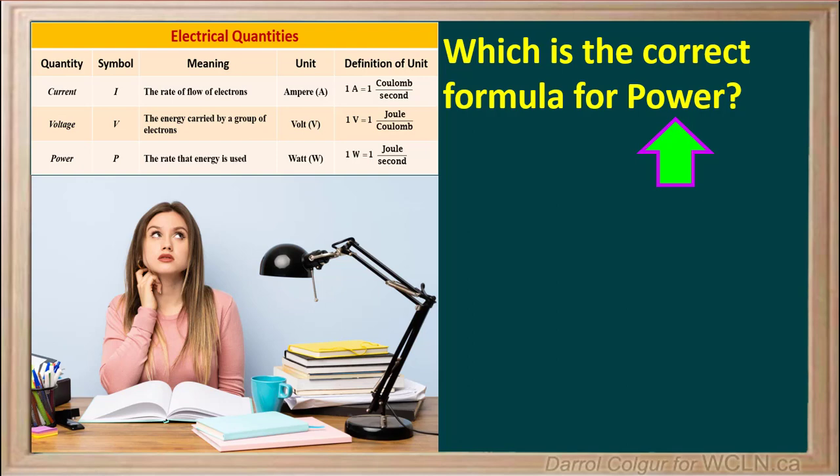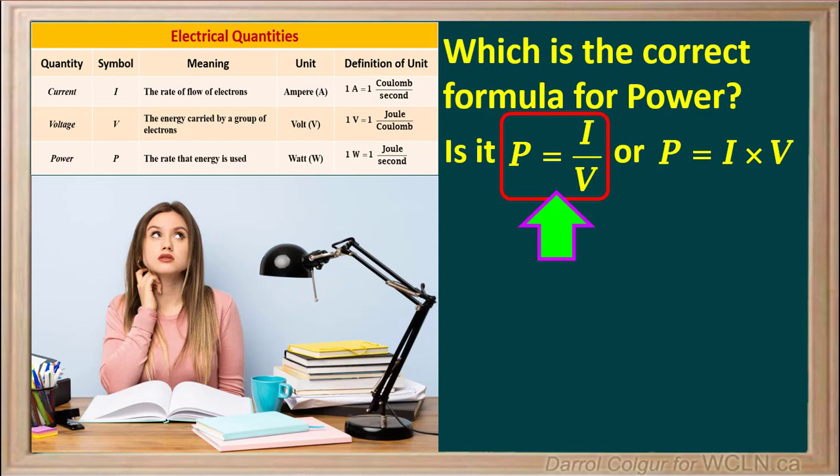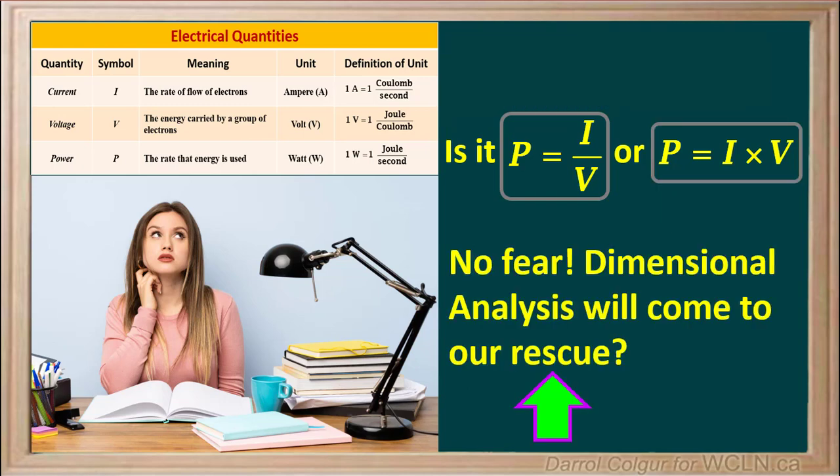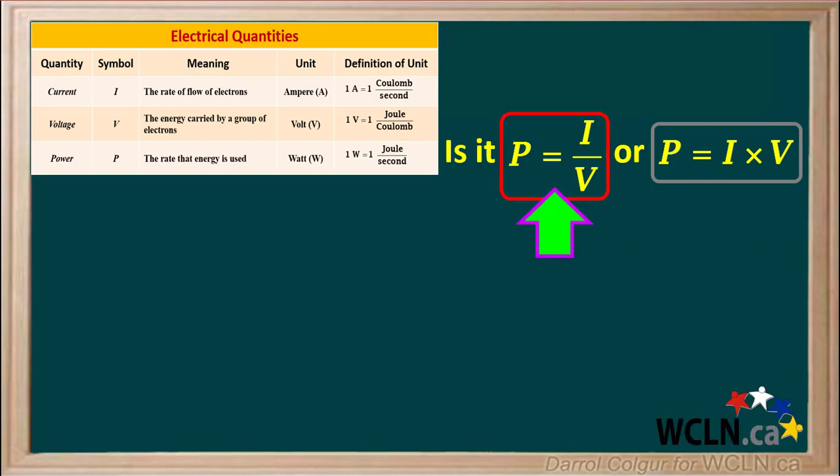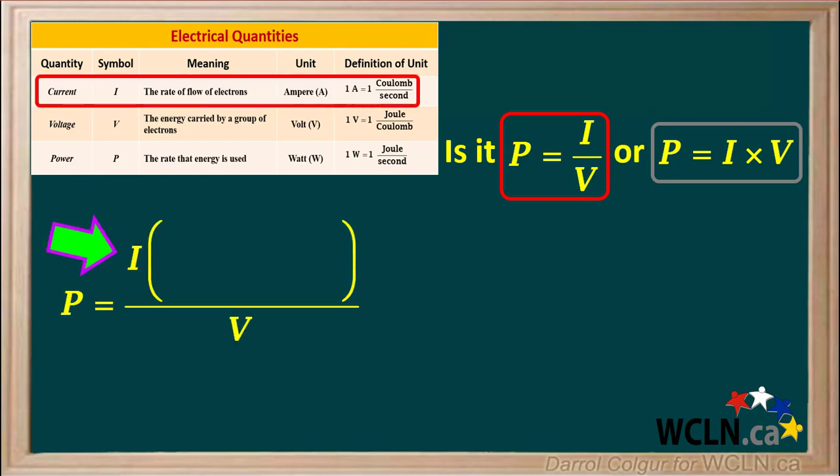Let's say we can't quite remember which formula we need to use to calculate power. Is it P equals I over V? Or is it P equals I times V? No fear, dimensional analysis will come to our rescue. Let's see what happens with our units if we use the first formula, P equals I over V. Here we don't need to use any actual values, just the units.